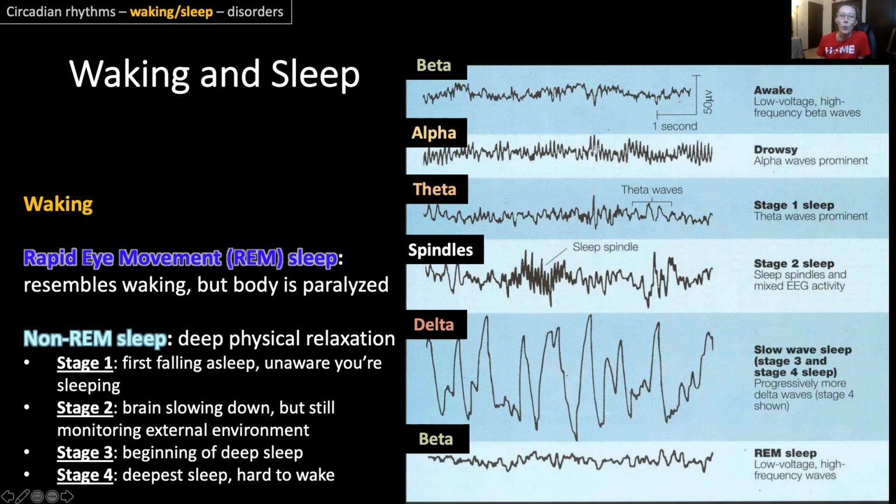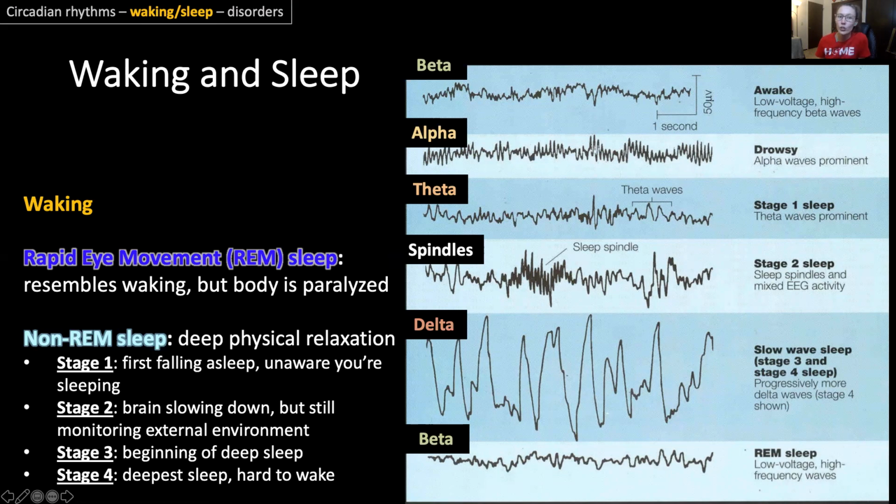So during waking, this is again when beta is most active. So waking corresponds to beta. Then we're moving into when you start to get a little bit drowsy, right? You're starting to first enter non-REM stage 1. You're first falling asleep but unaware you're actually sleeping. This is alpha. This is that kind of drowsiness when you first sit in a chair. You're starting to slow down a little bit.